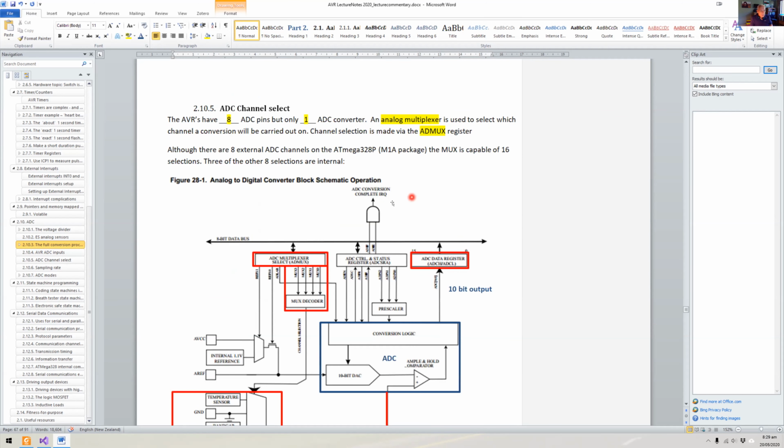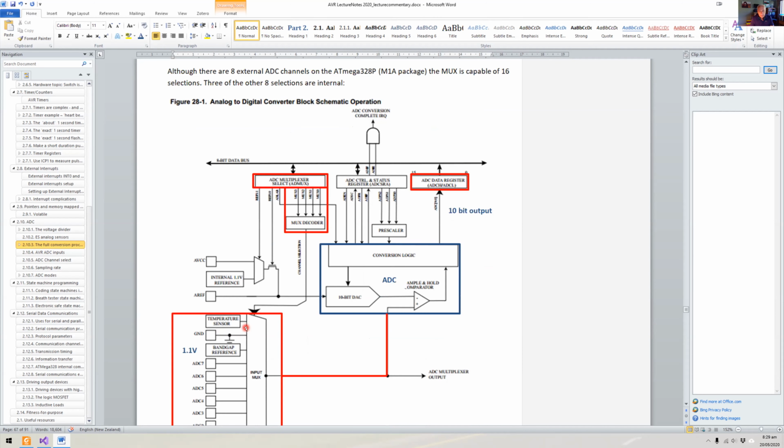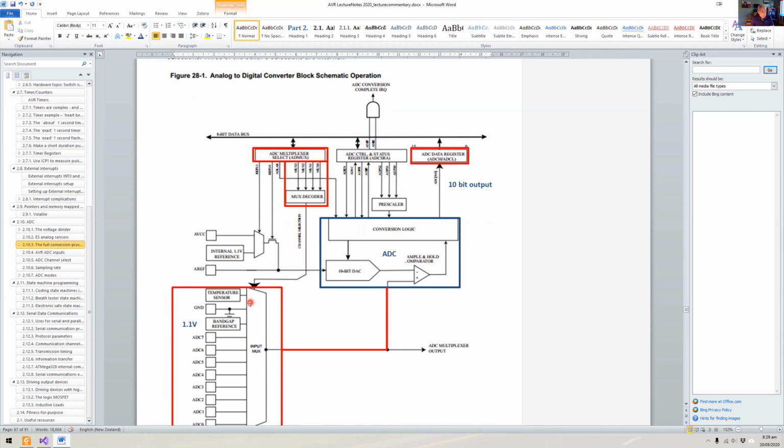And that is controlled by this ADMUX register here, and these 4 lines, MUX3 down to MUX0. It's fully capable of 16 selections, of course. We don't have 16 possible connections to this mux. Remember, this is an analog mux, not a digital one, so it passes through an analog voltage in the range of 0 to VCC.